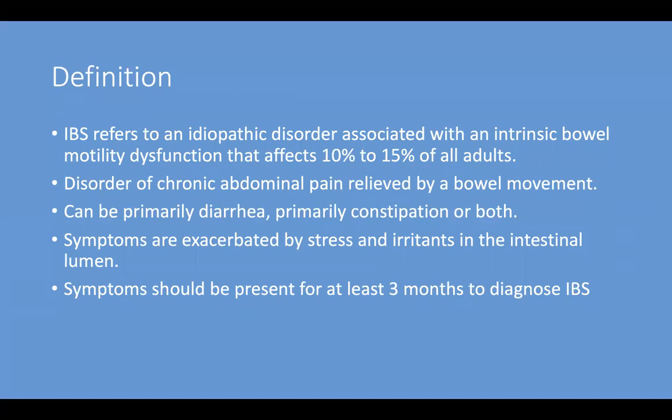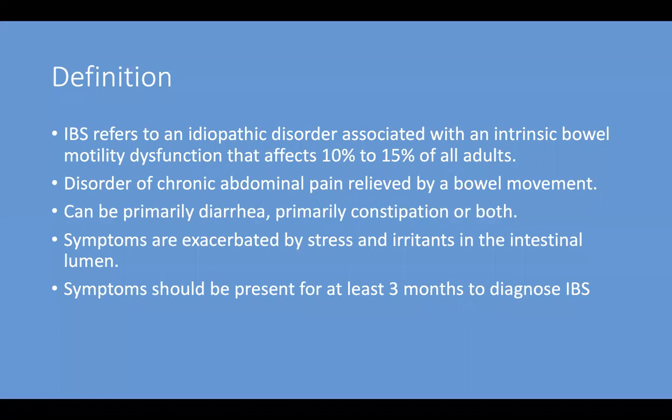As we all know, the small intestine and large intestine are controlled by peristalsis, and peristalsis is controlled by the enteric nervous system. IBS is believed to be a disorder of peristalsis. Okay, it affects 10 to 15% of all adults. So this is not a rare syndrome.